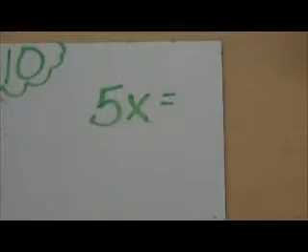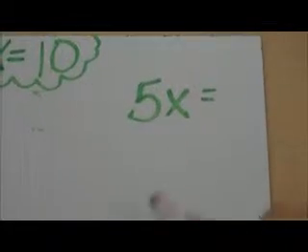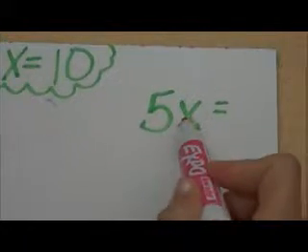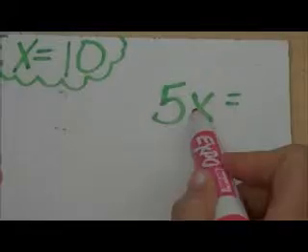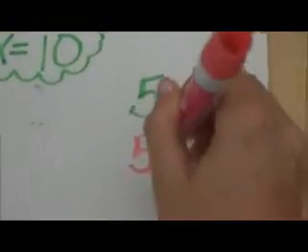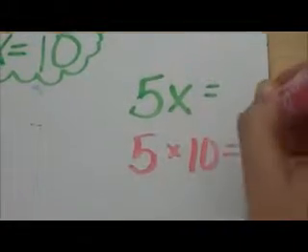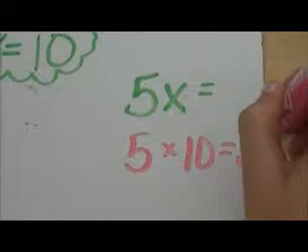Okay, my next one says 5x, and if you remember from our first video, anytime you see a whole number next to a letter or variable, that means to multiply. So 5 times x, which is 10, equals 50. Squeeze that 0 in.